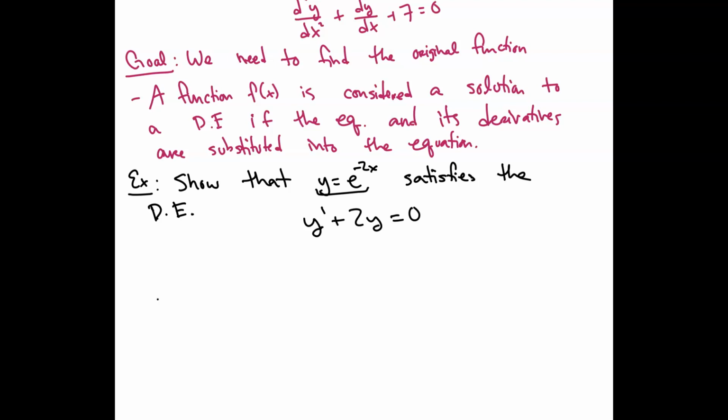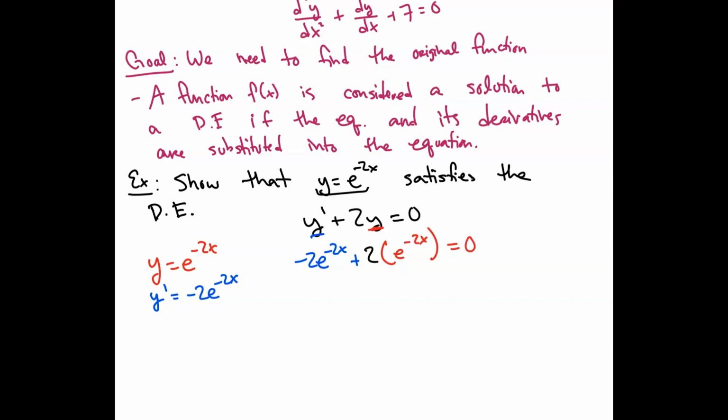So now what you've got to do is just plug it in and show that it actually is a solution. We know that y equals e to the negative 2x, so we can plug that in for y. Now we need to figure out the derivative, y prime. By the chain rule, it's going to be negative 2 e to the negative 2x. So we plug these in: negative 2 e to the negative 2x plus 2 times y, which is e to the negative 2x.